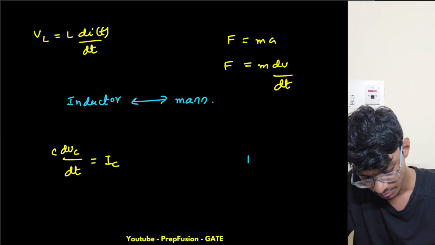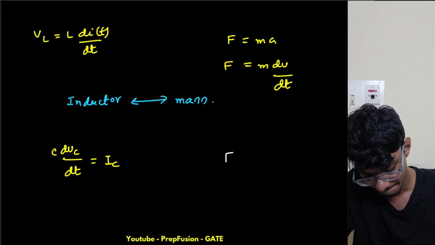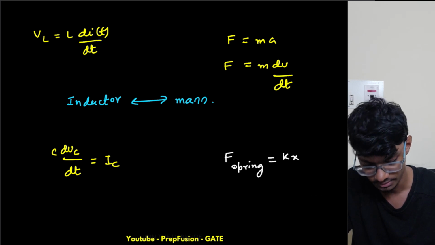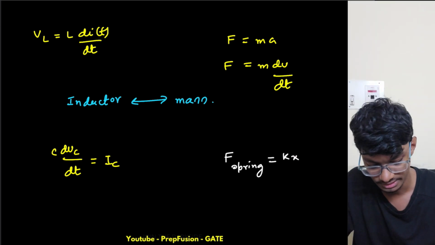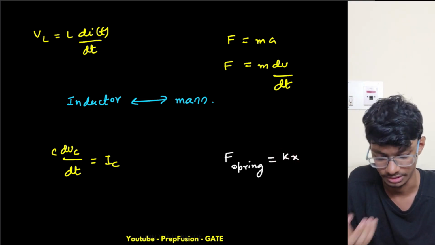So the spring force, how is it given? F spring equals K times X. Now what is this X? X is the change in position, and this K is the spring constant.